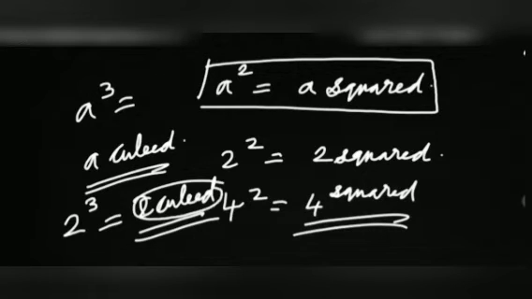Second power of an integer is known as square of that integer or integer squared, and third power of an integer is known as cube of that integer or integer cubed.